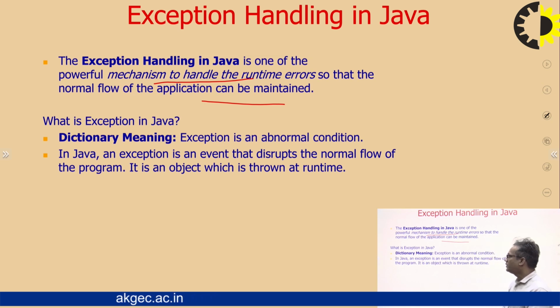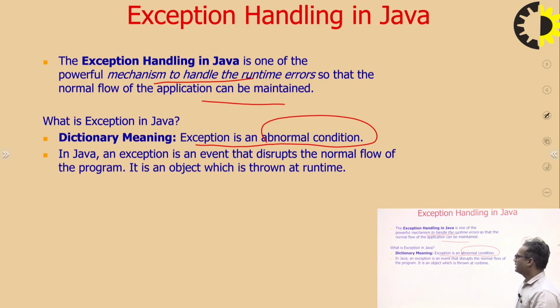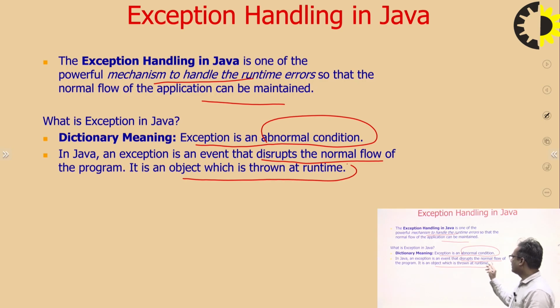The dictionary meaning of exception is an abnormal condition, right? So in Java, an exception is an event that disrupts the normal flow of the program. That is, it is an object which is thrown at runtime, because everything in OOP is an object. So even an exception is one kind of object which is thrown at runtime.